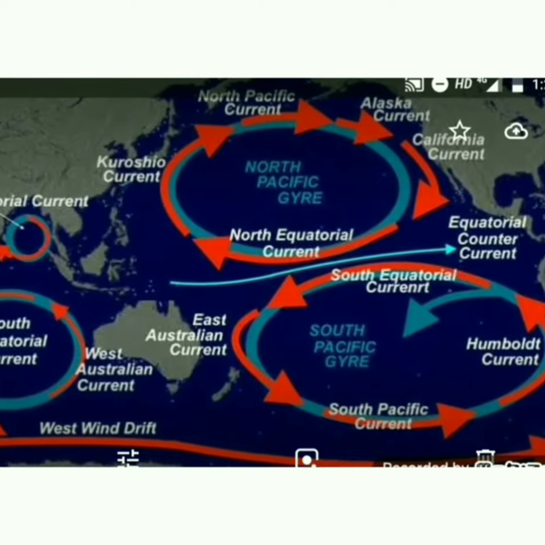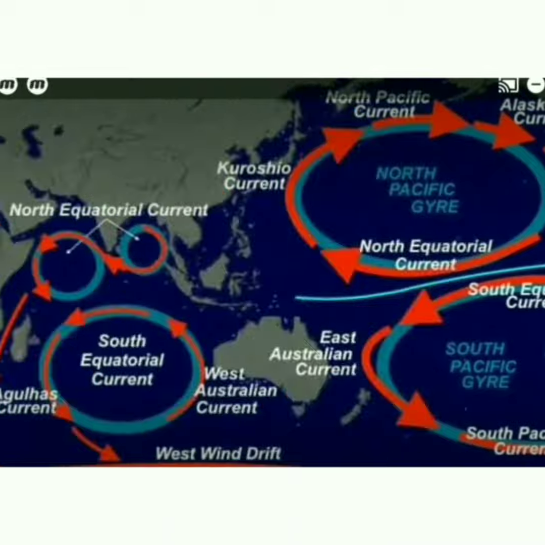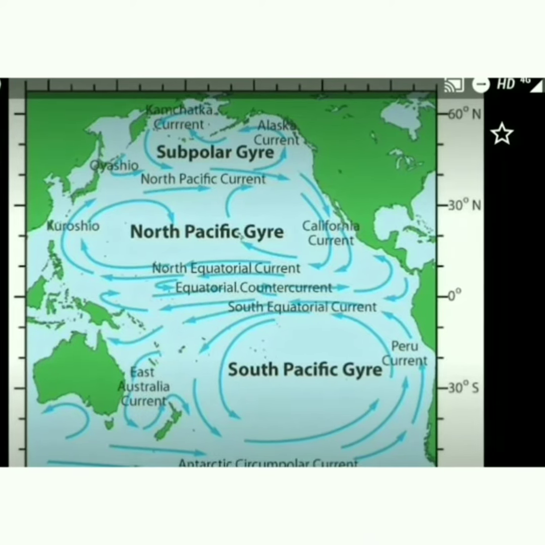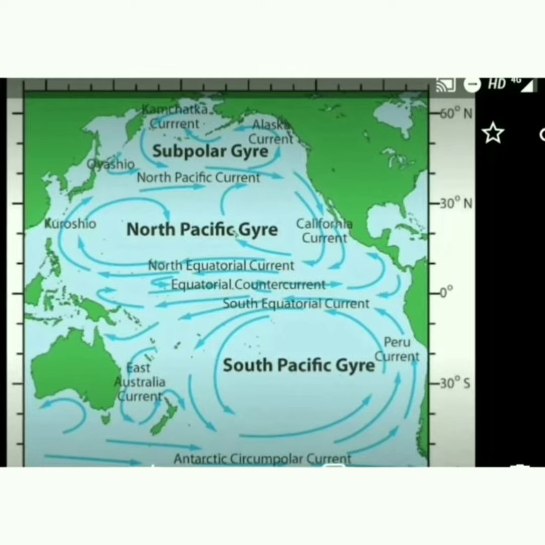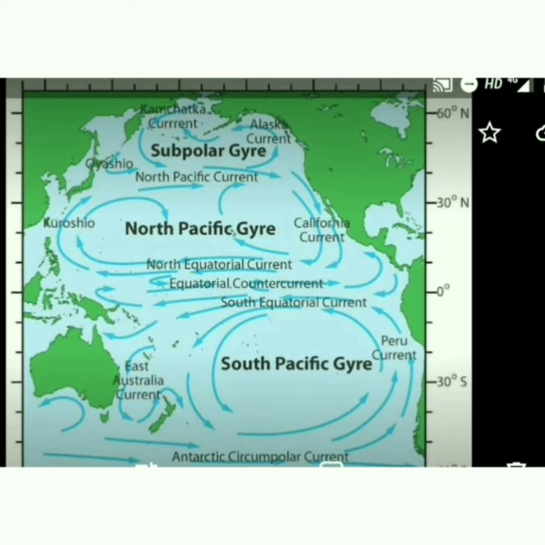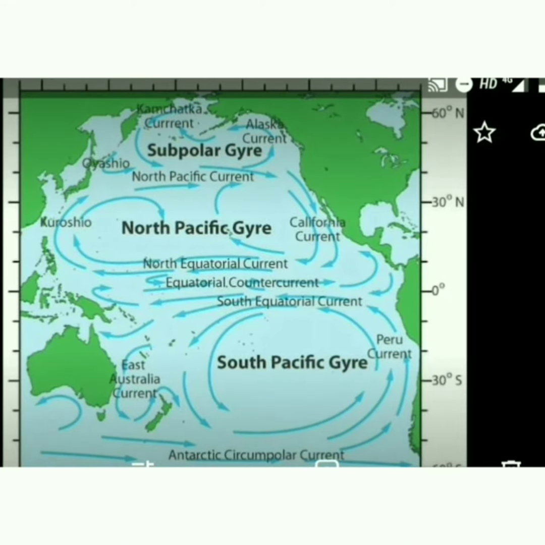First of all, there is the South Equatorial Current, which moves from east to west and is a warm ocean current. Then it moves down from north to south and is called the East Australian Current along Australia. Then the gyre is completed by the West Wind Drift, or Antarctic Circumpolar Current, which moves from west to east. It is a cold current.